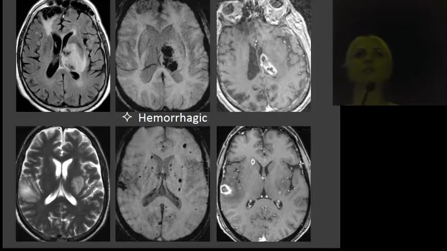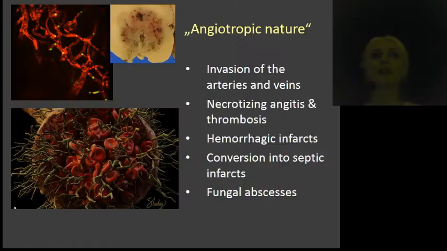So why would that be so? There must be an explanation. Why would fungal abscesses be hemorrhagic and bacterial not? The answer is the angiotropic nature of fungal organisms, especially of aspergillus. What does it mean? The infection does not start in the brain parenchyma as it does in bacteria. It attacks the vessels.